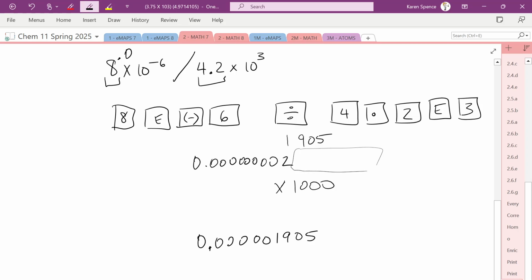And at that point, I could say, well, if this was an 8.0, then my answer would be 1.9 times 10 to the, and I would have to use this one. That would be 3, 6, 7, 8, 9, 10 to the negative 9.